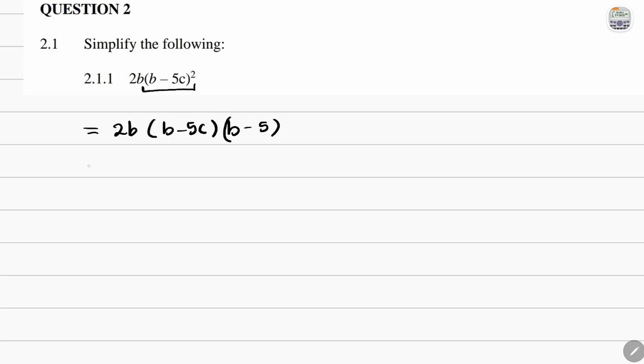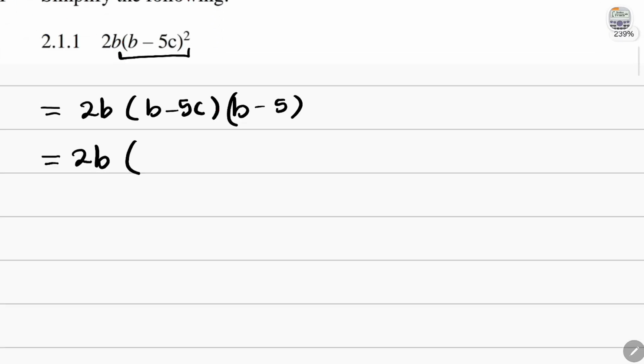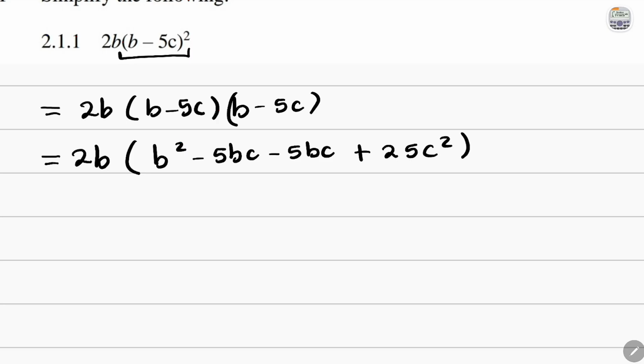And then you can distribute. So we have 2b and we multiply. If you distribute, you can't deal with it like this. There's also a quick way to do it, but I'll just deal with it like this. It's fine. And so b times b gives us b squared. B times, and I see I'm missing a c there. Okay, b times negative 5c is negative 5bc, and then again negative 5bc, in alphabetical order. And then these multiply to become a positive 25c squared.